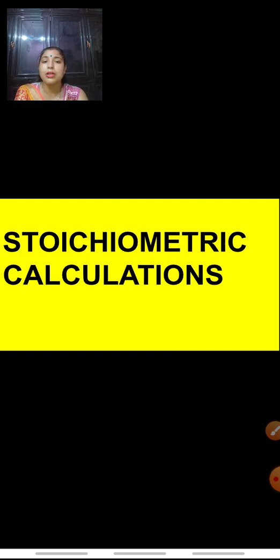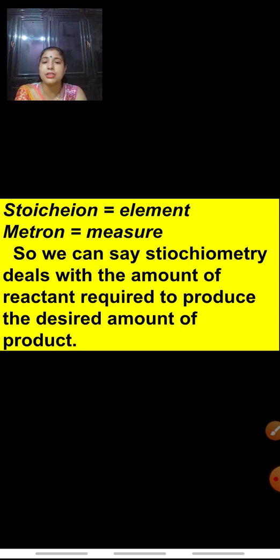Children, the word stoichiometric is made from the combination of two different words, that is stoichion and metron. Stoichion is element and metron means related to the measurement. So here in stoichiometric calculation, we'll be learning about the measurement of the element. We can say that stoichiometry is the branch of chemistry that deals with the amount of reactant required to produce the desired amount of product.